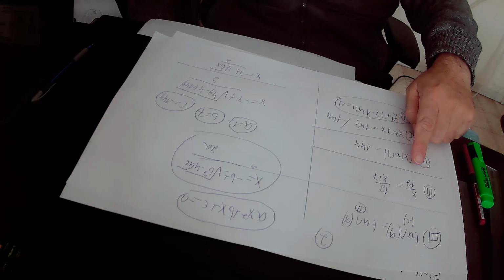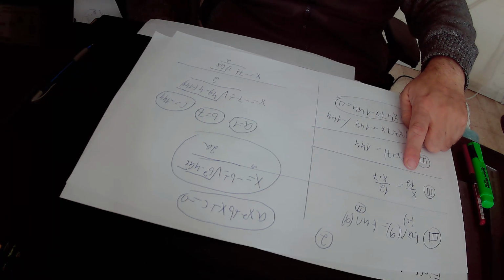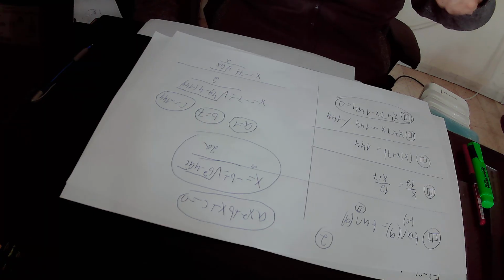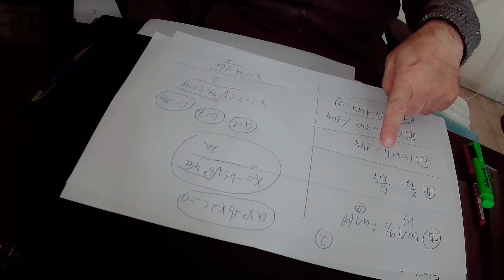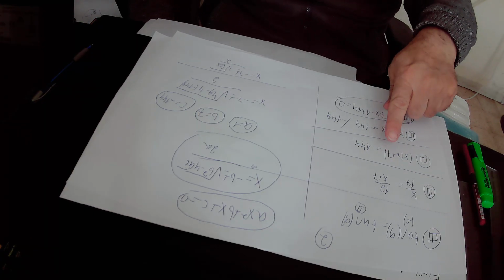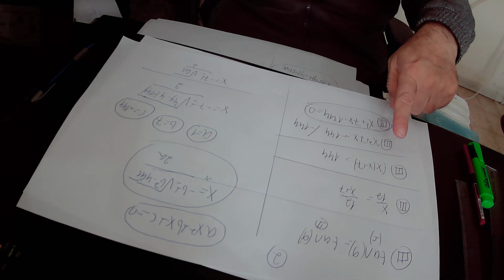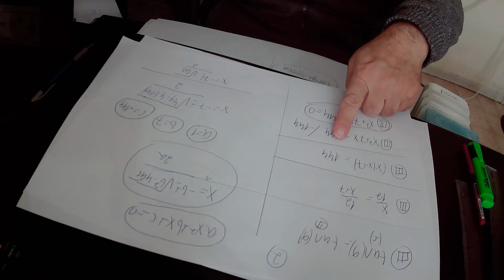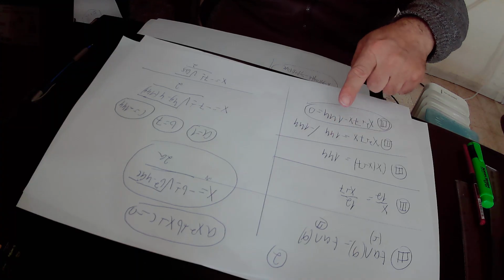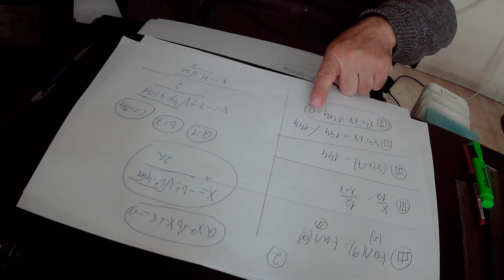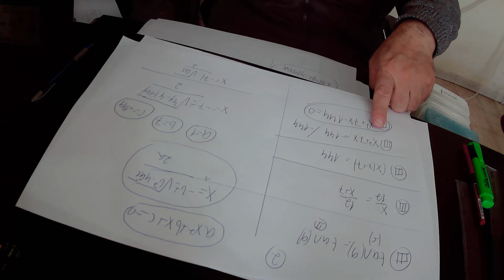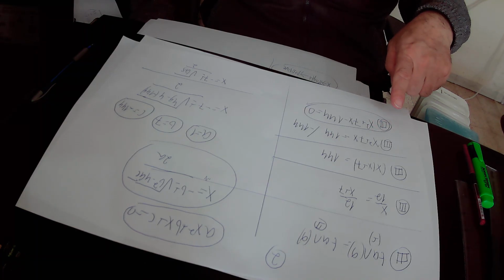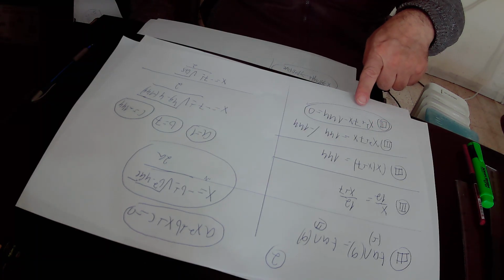Tangent alpha according to equation number 1 is x over 12, and this must be equal to tangent alpha according to equation number 2, that is 12 over x plus 7. Then we cross multiply and finally found that x times x plus 7 equals 12 times 12, that is 144. Then we subtracted 144 and found that x squared plus 7x minus 144 equals 0.